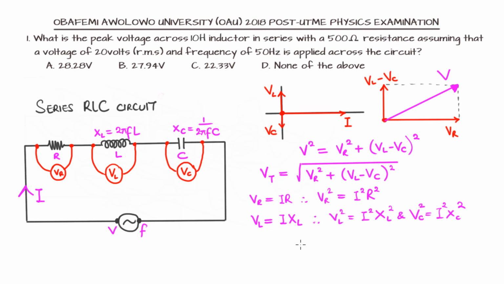So if you are to substitute all this into our equation, we can see that our V now, but instead of just using V, you can also say V is IZ, where Z is the impedance of the circuit, okay?